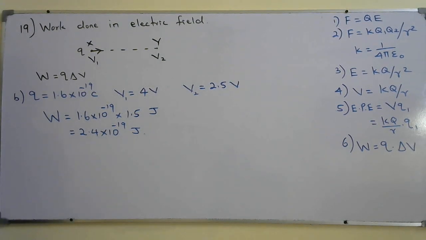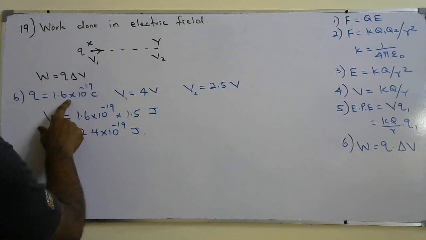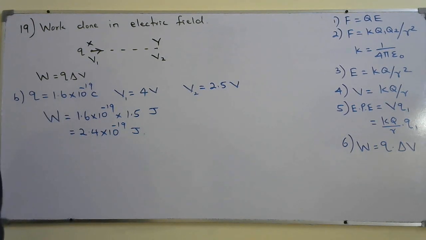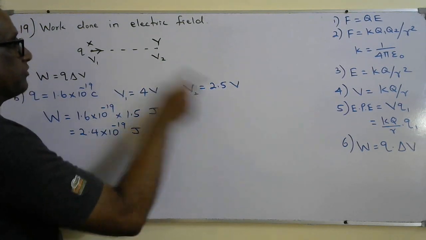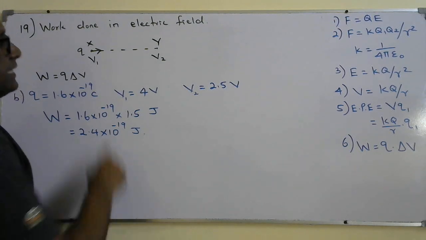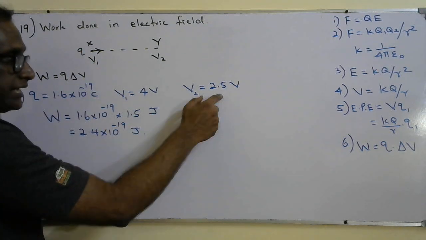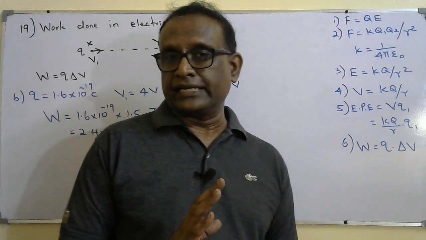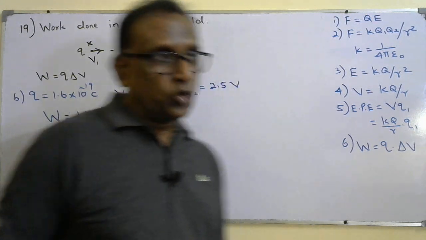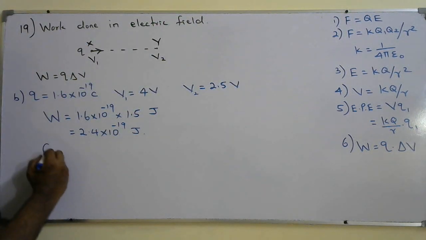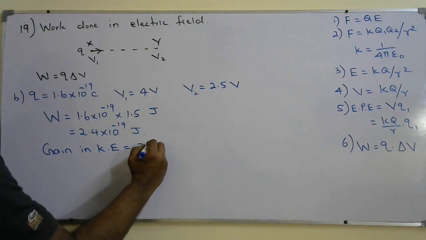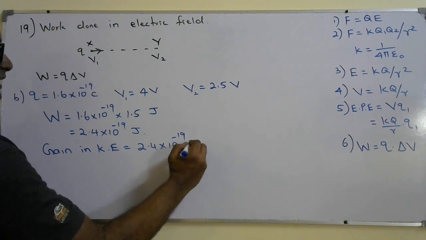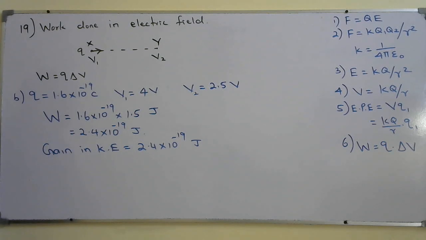Okay, when you consider this second example, the positive charged particle 1.6 times 10 to the power minus 19 moving from a point with 4 volt to a point with 2.5 volts, moving from X to Y. So here it's moving from higher potential to lower potential, means the positive particle, when it moves from higher potential to lower potential, will gain kinetic energy. So gain in kinetic energy is equal to 2.4 times 10 to the power minus 19 joule, or loss in electrical potential energy is also the same.